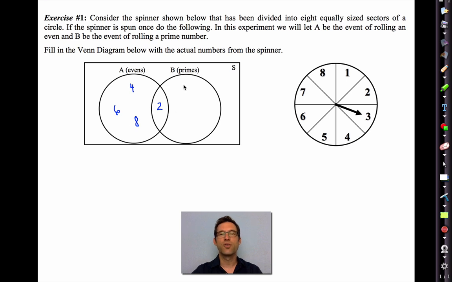The primes are 2, 3, 5, and 7. 1, as a reminder, is not a prime. So it actually is going to go out here. 1, 2, 3, 4, 5, 6, 7, 8. We have everything accounted for. We have the elements that are in the prime circle, the elements that are even in the even circle, the element that's in both, and one element that is in neither circle. But that's it. That's the whole deal.